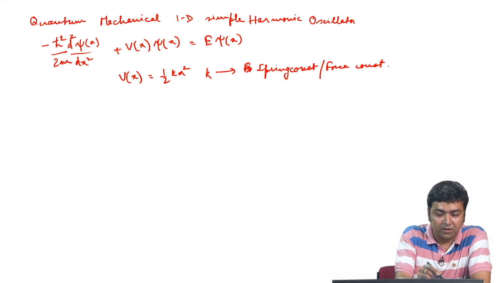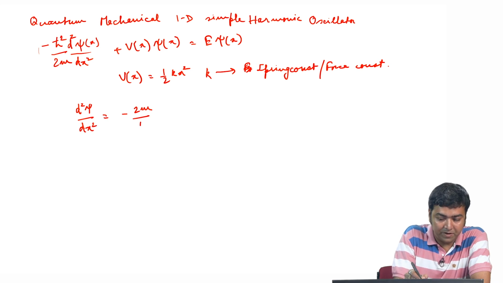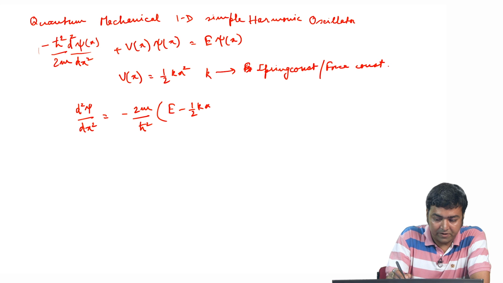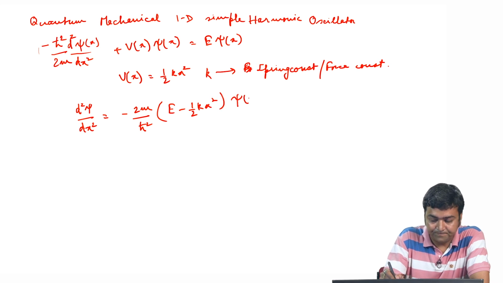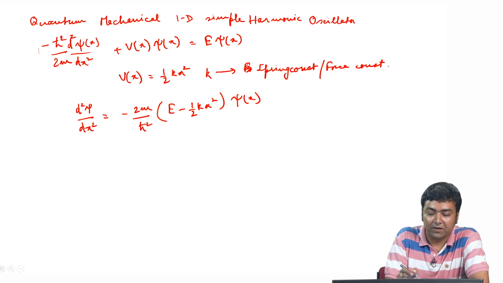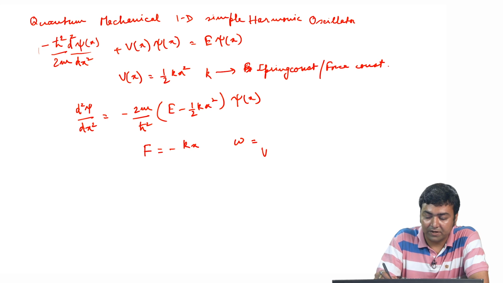So, if we shift this part and this part onto the right hand side of my equation, what I land up with is the following: d2 psi dx2 is equal to minus twice m by h cut square into E minus half k x square psi x. And we know that a system exhibits simple harmonic motion when it has a restoring force. So, basically my force will be equal to minus k x, and the frequency with which it oscillates is given by root over k by m.